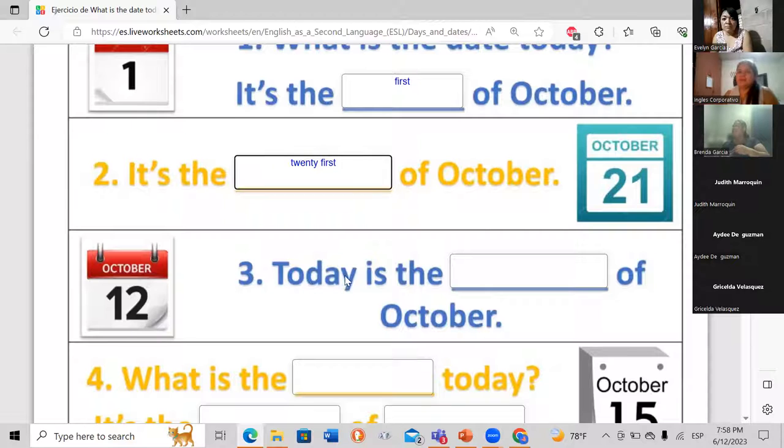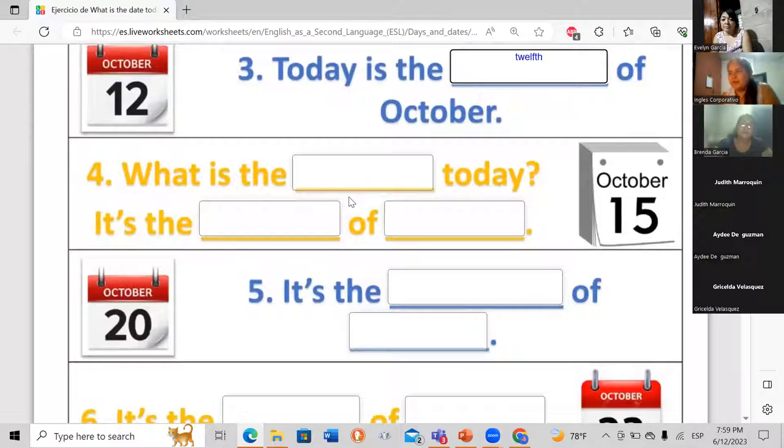Number three, Brenda, today is? October 12. Brenda, are you there? Can you hear me? Oh, sorry. No he escuchado. How do you say that? 12. How do you spell it? T-W-E-L... Of September. F-T-H. Uh huh. It's the 12th of October.